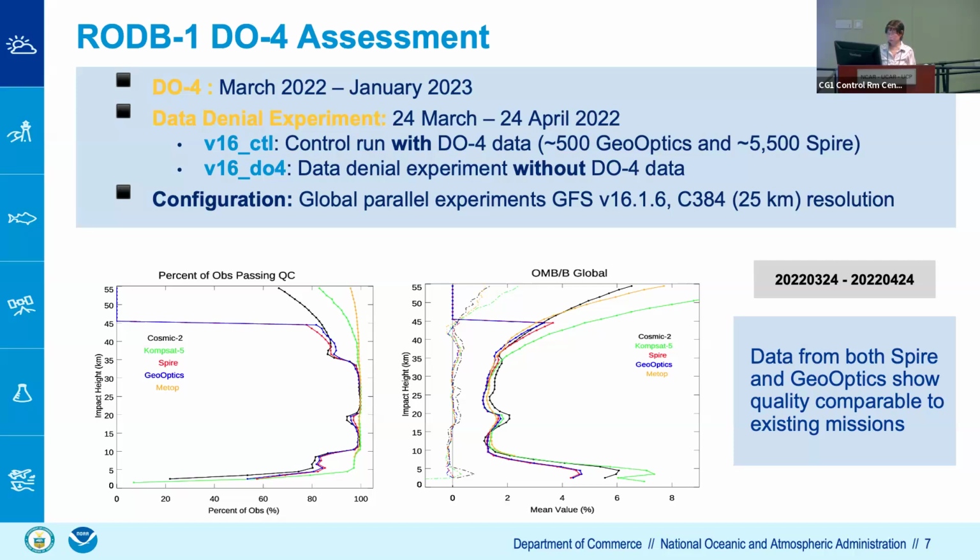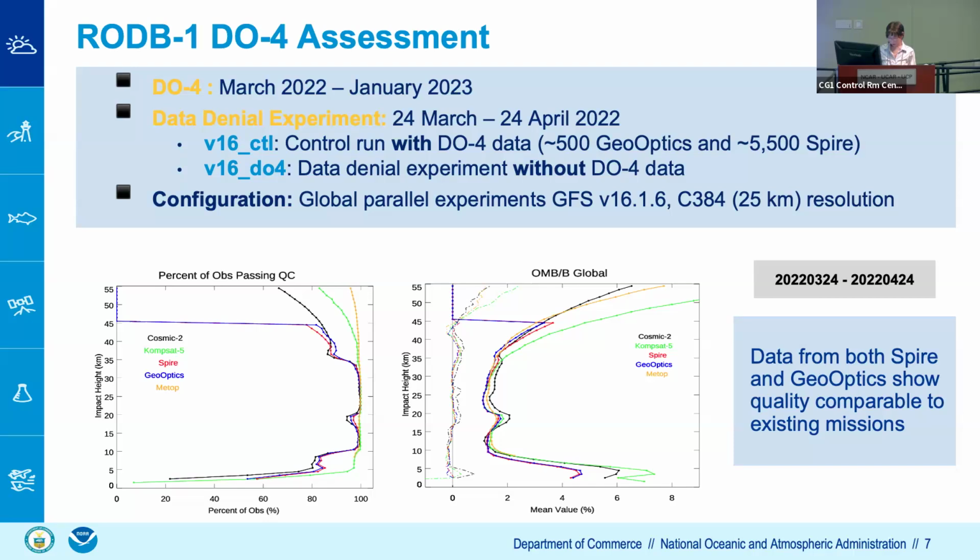And the control run is using the operational system with the simulation of the DO4 data, which includes 500 from GeoOptics and 5,500 from SPIRE. And the data denial experiment DO4 was conducted using, well, both of them are using half resolution, 25 kilometer resolution, without the commercial data.